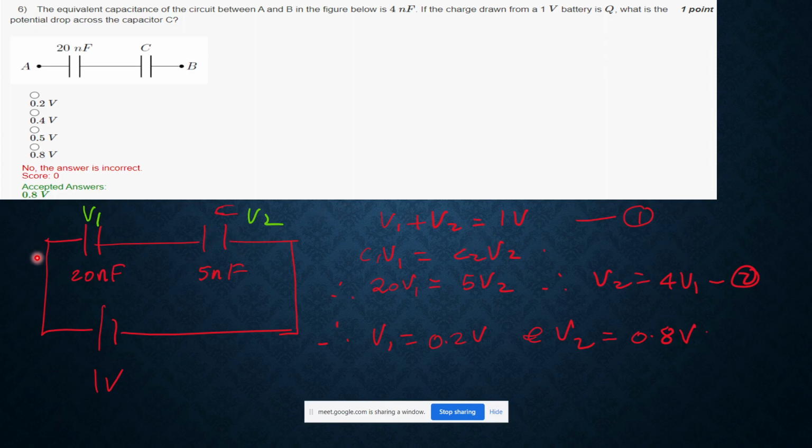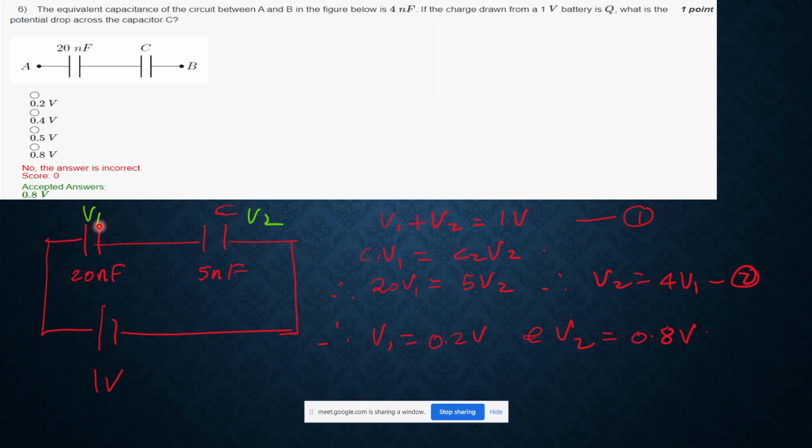As you know, the voltage drop across this capacitor should be equal to the voltage of this battery. So this is what has been written in equation number 1. And as you know, by the charge principle, the charge on the capacitor is C into V, right? And here also it's C into V.